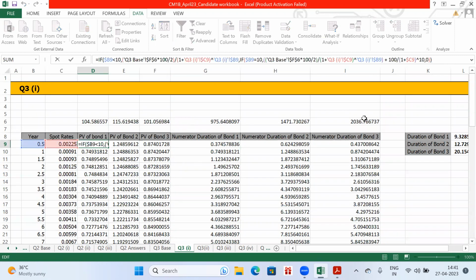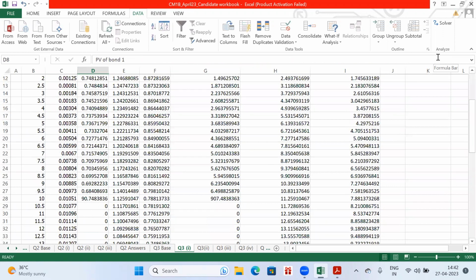You can easily do it till 10 if you don't want to use ifs and don't want to make it complicated. I've made a complicated formula that if the time is less than 10, then the coupon rate into 100 by 2, since it is a half yearly coupon, into the discounting factor, which is basically 1 plus spot rate to the power time. Okay, and if it is equal to 10, then the coupon value, which is this, plus the redemption value. I've just put it in at the outset so that for all three, I just have to change the time and the coupon values, and the formulas will be the same.